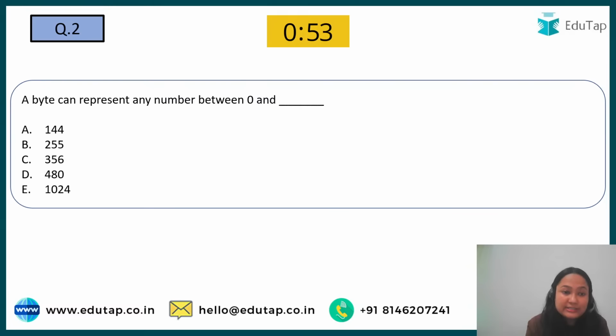Moving toward the second question. A byte can represent any number between 0 and dash. See, this is a very basic thing.